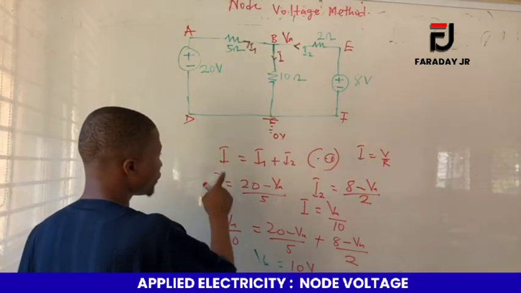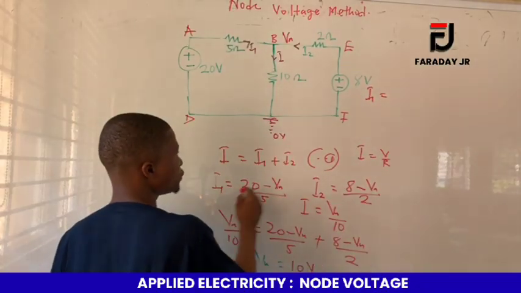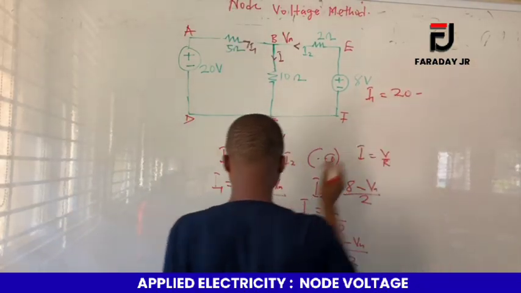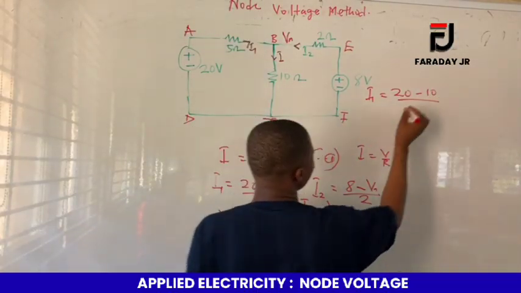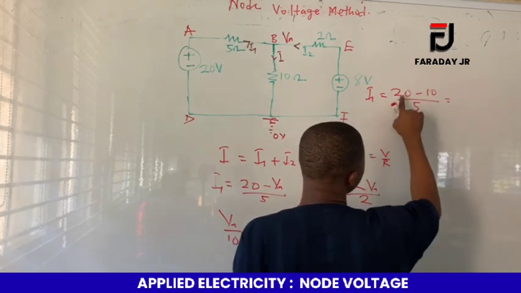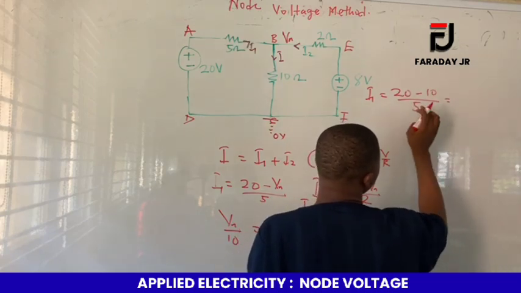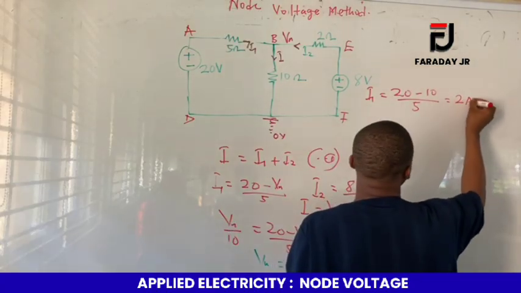So I'm done with this. Then I'm now going to look for the value of I1. I1 was equal to 20 minus Vn, Vn was 10, all divided by 5. So 20 minus 10 will give us 10, divided by 5. That will give us 2. So we have our 2 amps for I1.